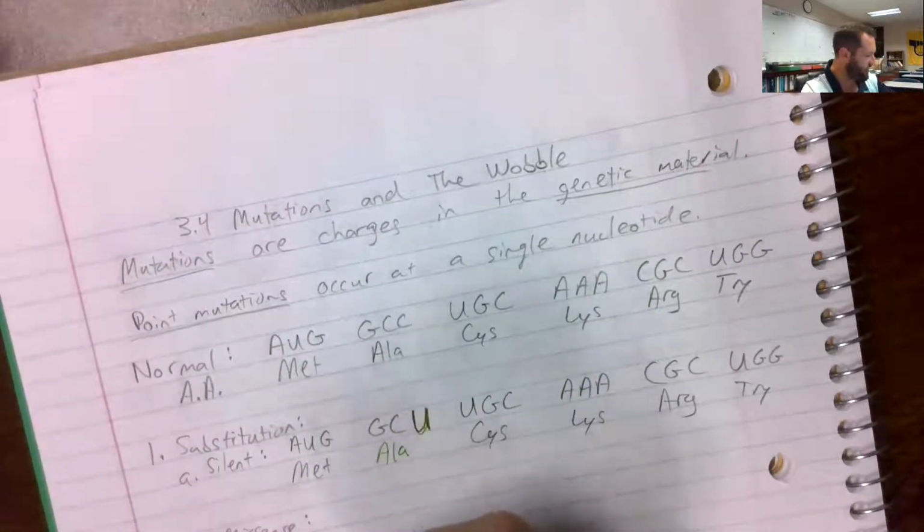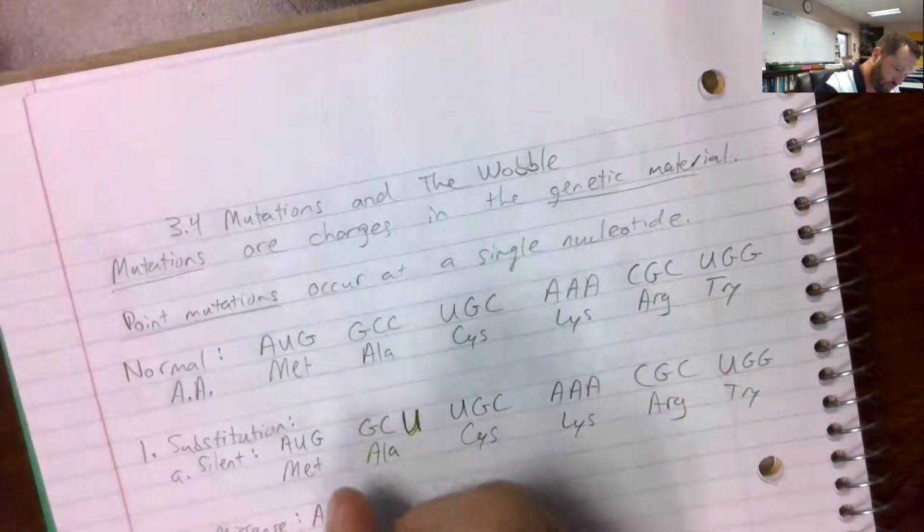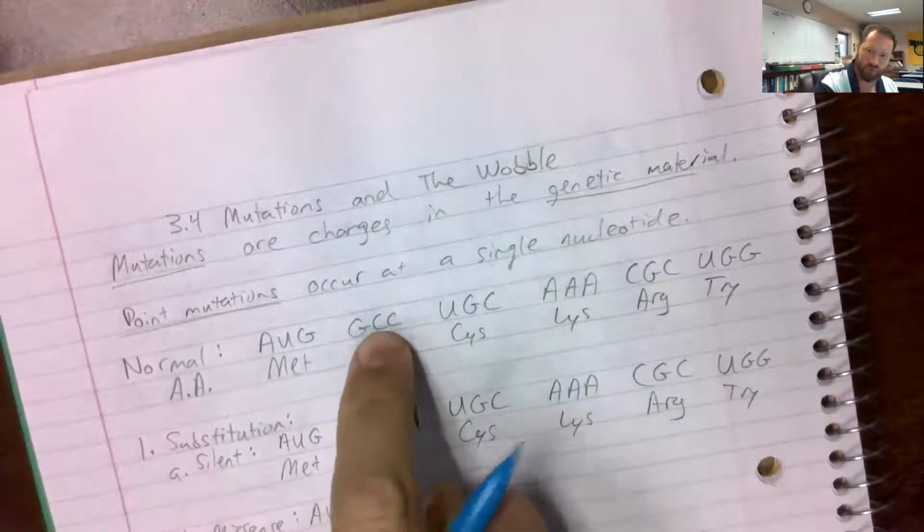All right, our next type is what we call a missense mutation. We still have AUG and then GCC. So we're going off this one as original.